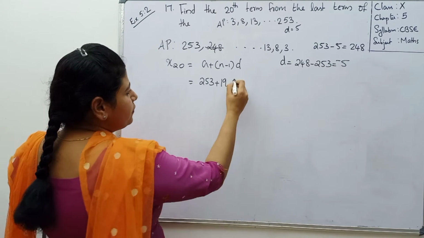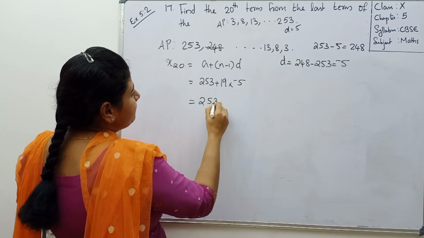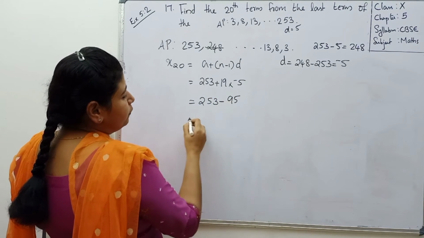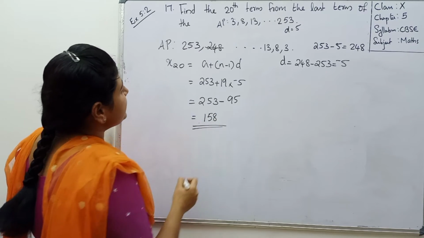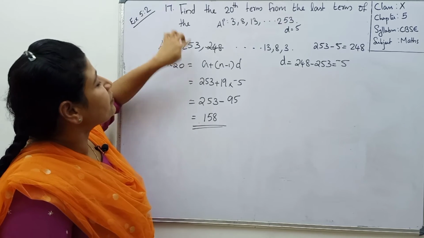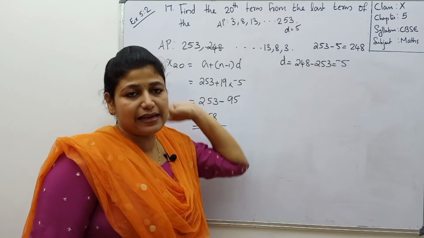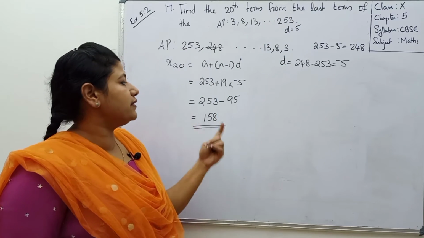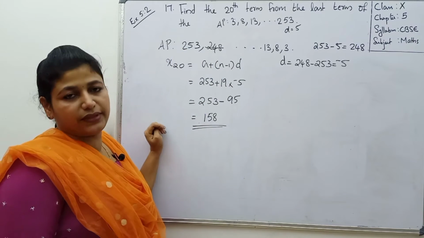Okay. Now, we can put this negative 5 here. So, you will get 253 minus 95, which is equal to 158. So 158 is the 20th term of this sequence from the last term. Okay, back il ninnu nokkumbo 20th term idana alla ee sequence tirichana nammal ezhuthunengil idinte 20th term 158 aanu.